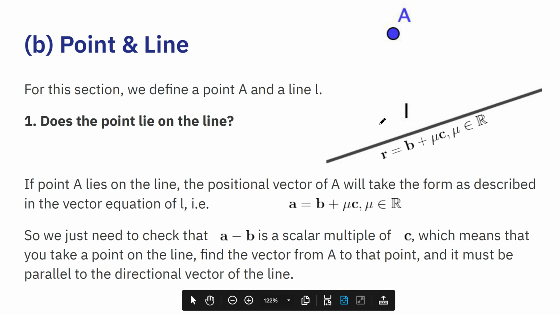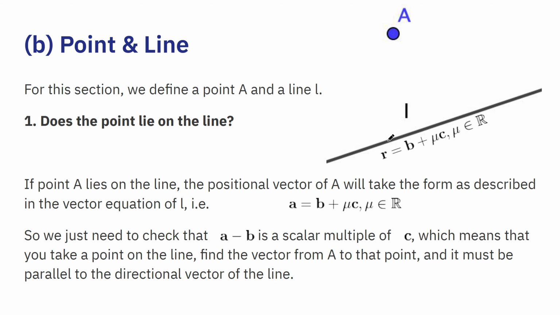Why this is true is, say we have a point b over here, lying on the line already. If we want to show that A lies on the line as well, say it's here, all we have to do is show that AB is parallel to the directional vector c. And since b is already a point lying on the line, if you can show that AB is parallel to c, or in other words, it's a scalar multiple, this would mean that A lies on the line as well.